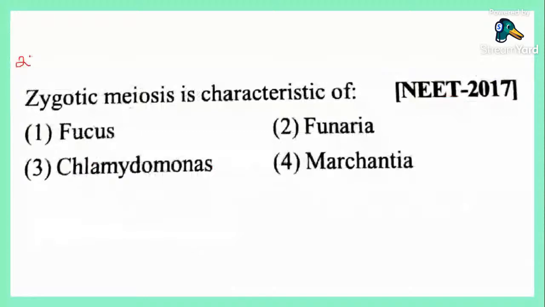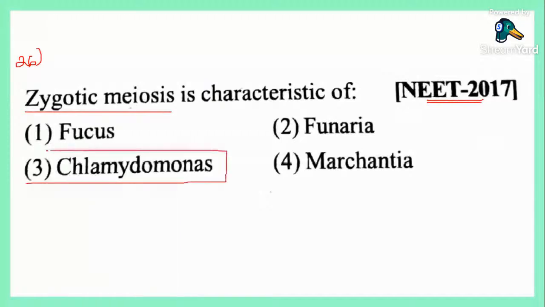Zygotic meiosis is the characteristic feature of, NEET 2017. Very good. The characteristic feature of option number 3, Chlamydomonas. Zygotic meiosis is shown by Chlamydomonas. Clear? We have studied zygotic meiosis and sporic meiosis in the plant kingdom, right?